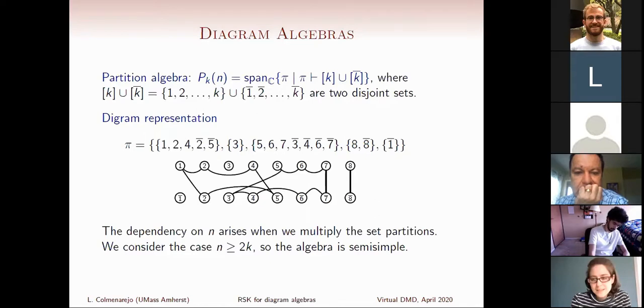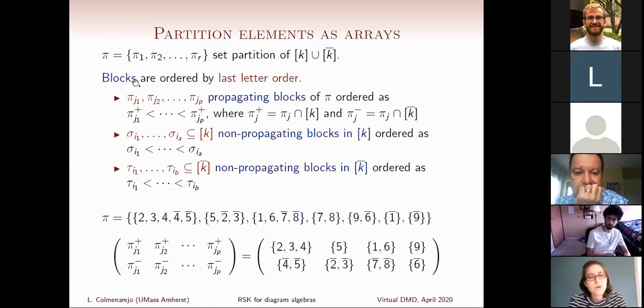So what we wanted to do, we're contributing in a different way. The first thing we are going to do is order our blocks by the last letter. So when you look at sets of numbers and compare them, what is important is not the size, not lexicographical order, it's just the largest element. So that's how you're going to order your sets. And then when you look at the examples, there are going to be some sets that only have barred numbers, and ones that only have non-barred numbers. So for instance, here I have 7, 8, or here I have 1 bar and 9 bar. So we call these non-propagating blocks.